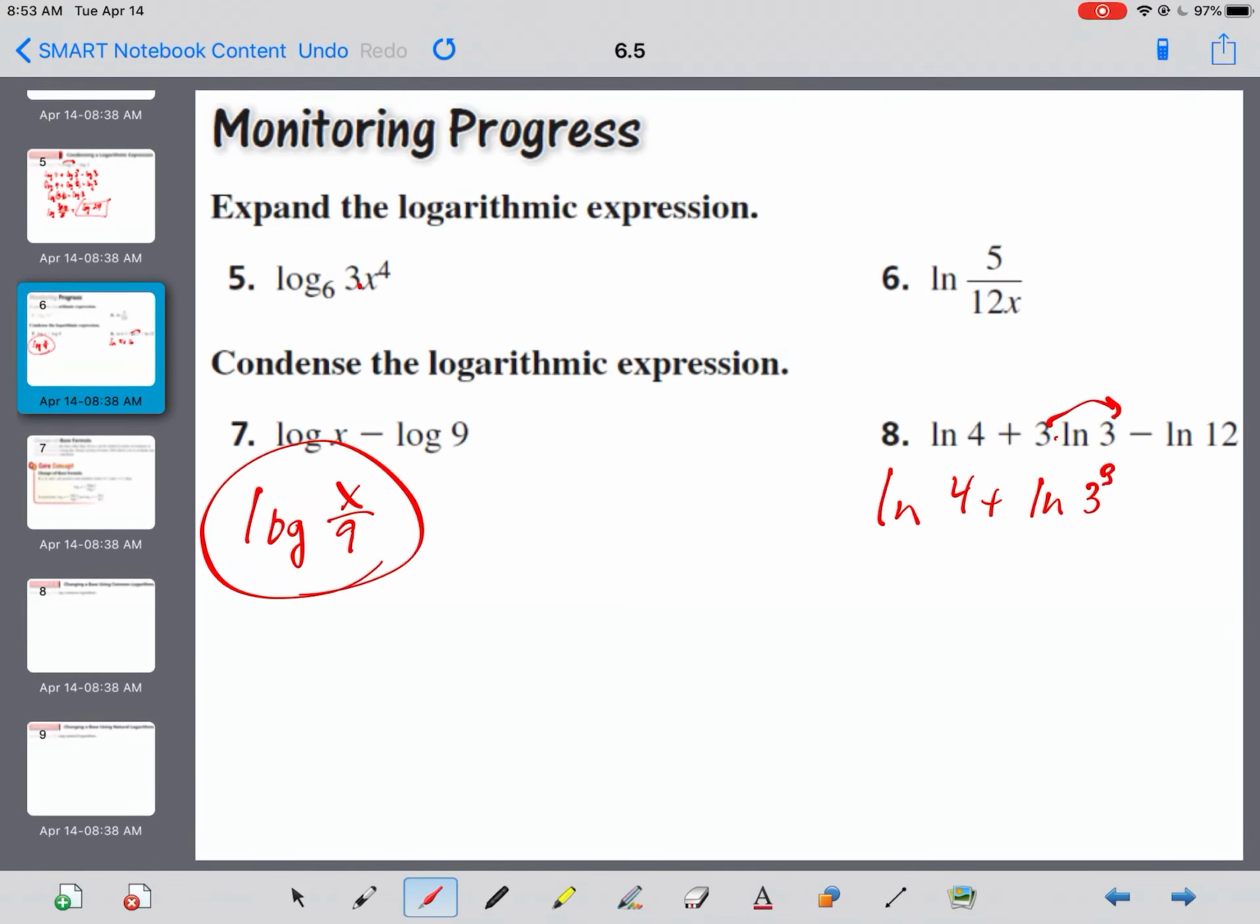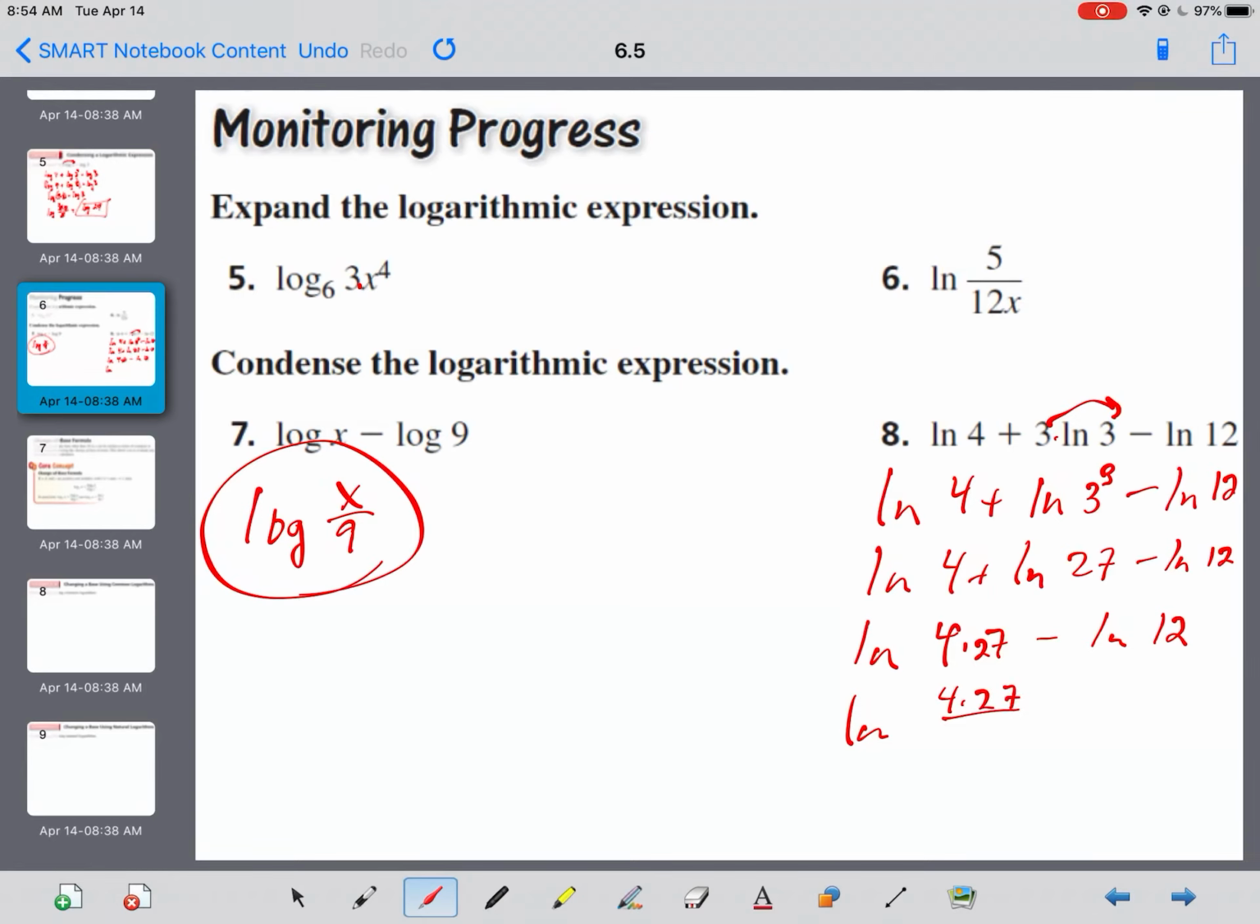Here, we got to go in order from left to right. Now we've got a multiplier in front that we can bring back first. So ln of 4 plus ln of 3 to the third minus ln of 12. They're not grouped together, so the 12 is the thing that goes on the bottom. Okay, the 12 is the thing that goes on the bottom. So we got ln of 4 plus ln of 27 minus ln 12. So we got ln of 4 times 27 minus ln of 12. And then we got ln of 4 times 27 over 12.